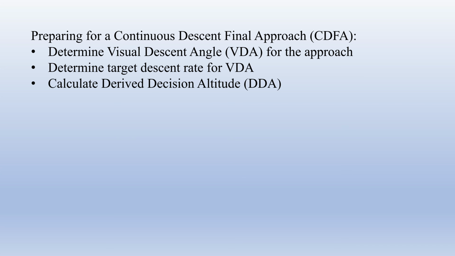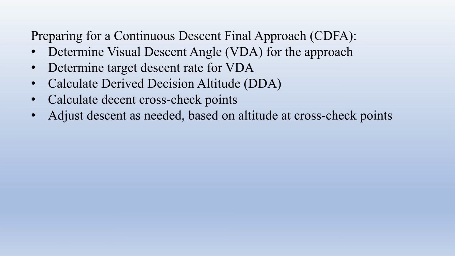So here are the steps that you need to use when you're preparing to conduct one of these continuous descent final approaches, or CDFA approaches. First, you need to determine the visual descent angle, or VDA, for the approach. Then you need to determine your target descent rate for that VDA. Then you need to calculate your derived decision altitude, or DDA. Then you want to calculate descent cross checkpoints. And then finally, you want to adjust your descent as needed based on your altitude at those cross checkpoints. Let's take a look at each of these steps in detail.